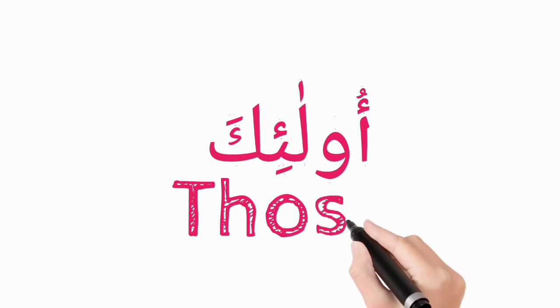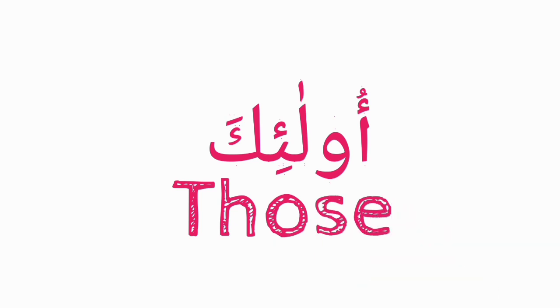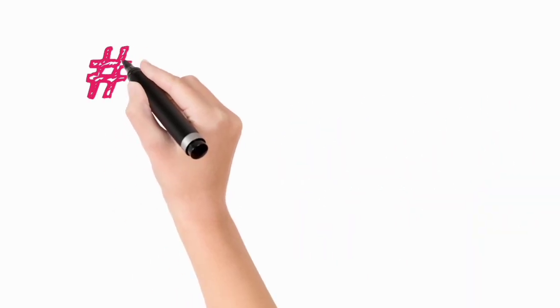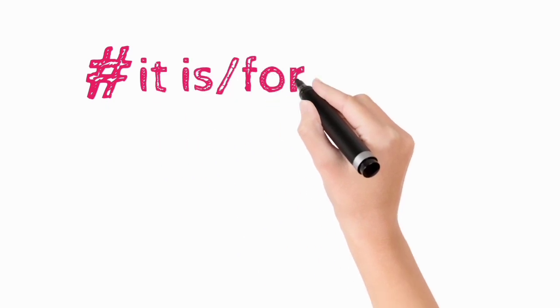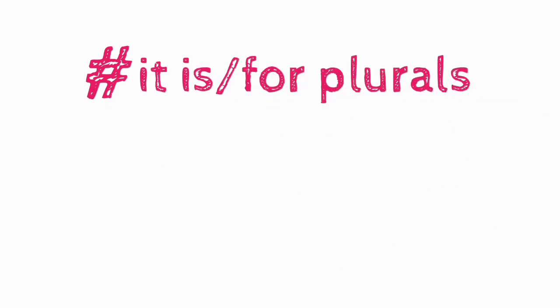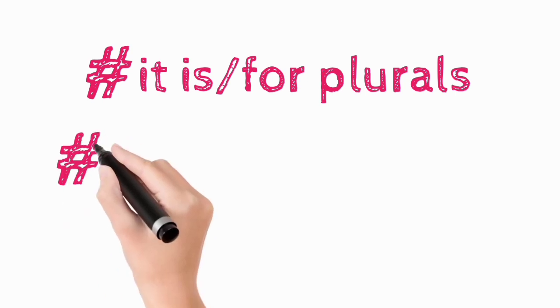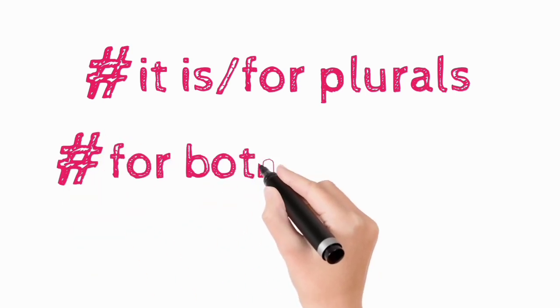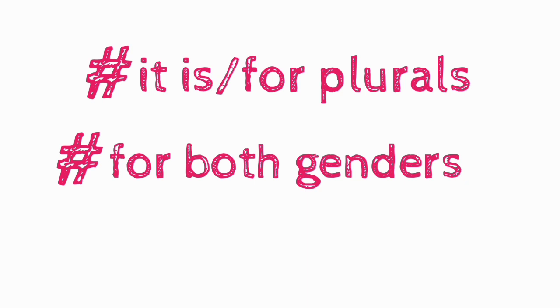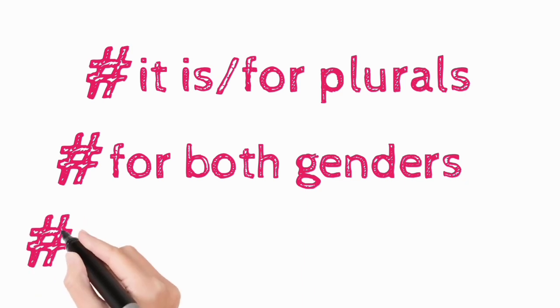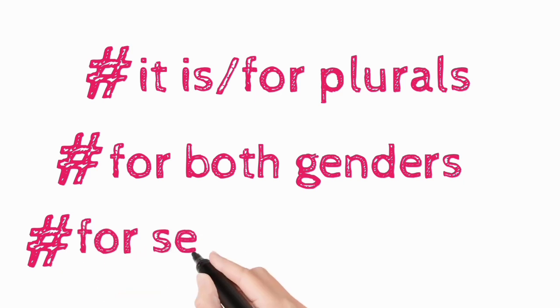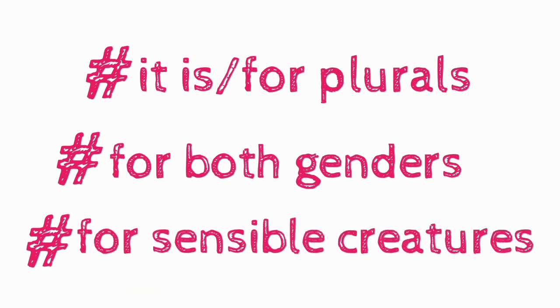The plural form of zalika is ulaika. When you are addressing a number above 2, you make use of ulaika. Some of its attributes are that ulaika is used for things that are above 2 in number. Ulaika can also be used for both genders. So it doesn't matter whether you are addressing the masculine gender or the feminine gender, you use ulaika.